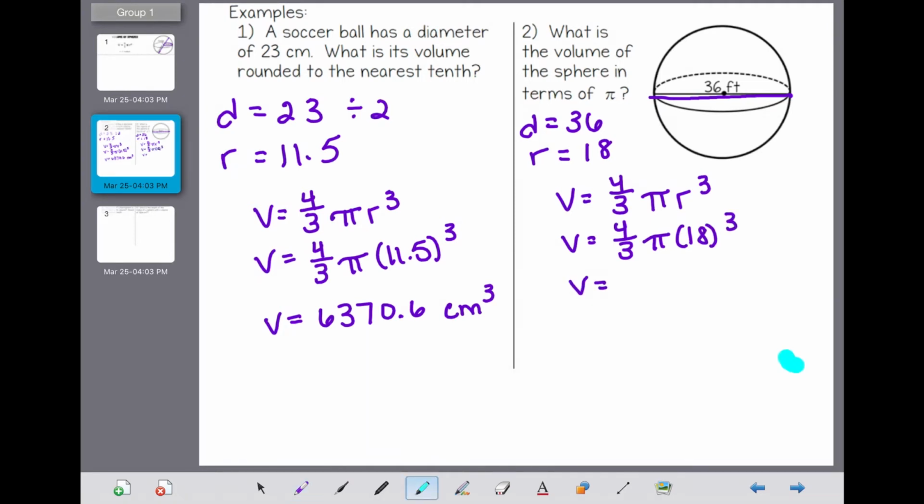And remember that if we are solving in terms of pi, I want to put the 4/3 and the 18 cubed into my calculator, and I want to leave pi out. This way, pi is represented in my final answer of 7,776 pi, and our units are feet cubed.